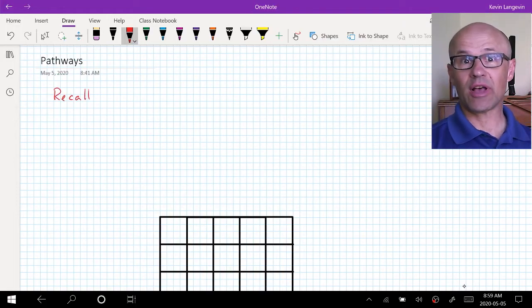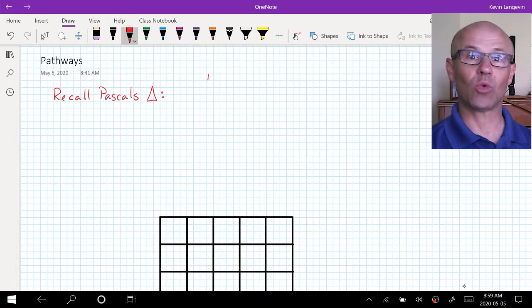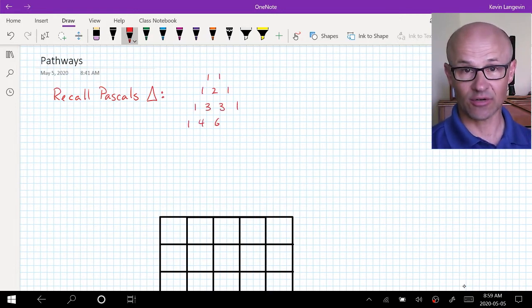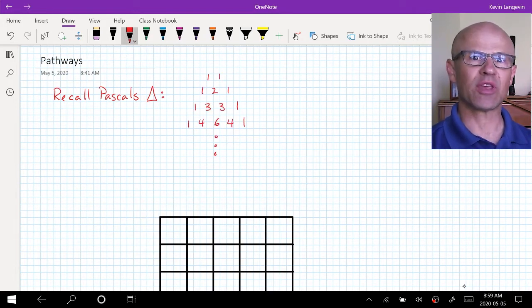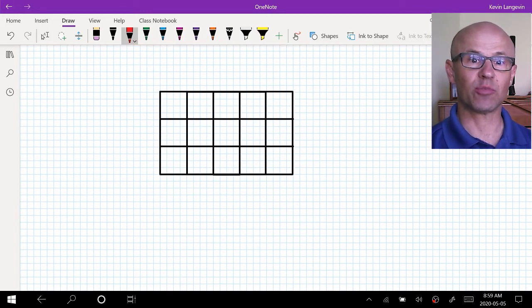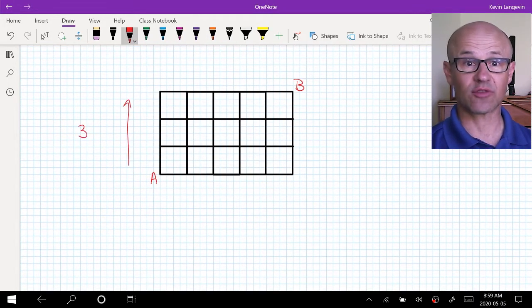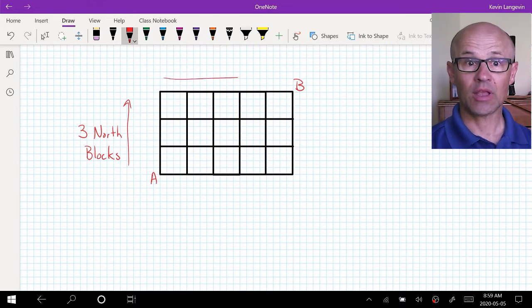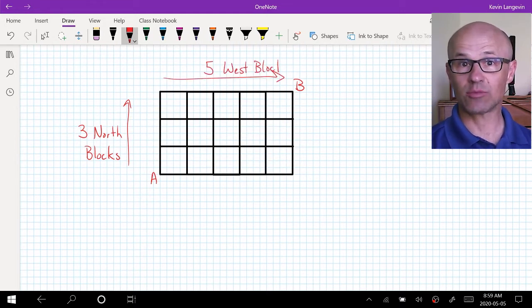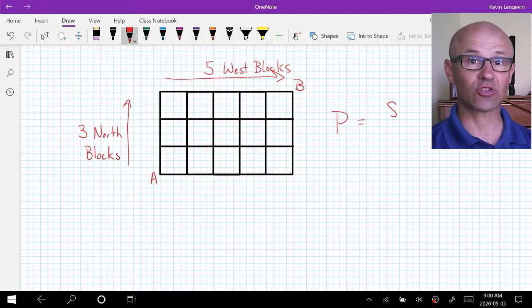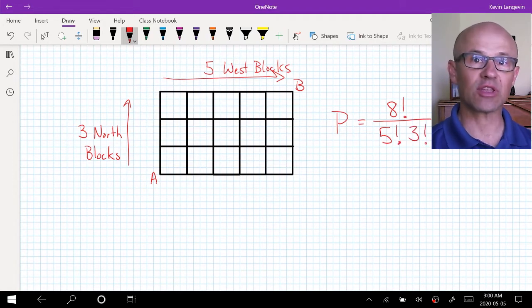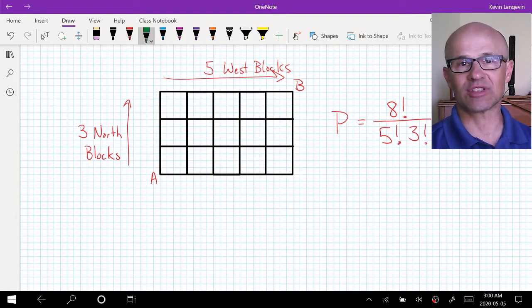So recall Pascal's triangle, 1, 1, 1, 2, 1, 1, 3, 3, 1, etc. We looked at a problem the other day where we used permutations to help us figure out how many ways there were to get from point A to point B. 3 north blocks, 5 west blocks. This we said was 8 factorial over top of 3 factorial and 5 factorial. The 3 and the 5 really don't matter because they're all exactly identical, so we use that formula.